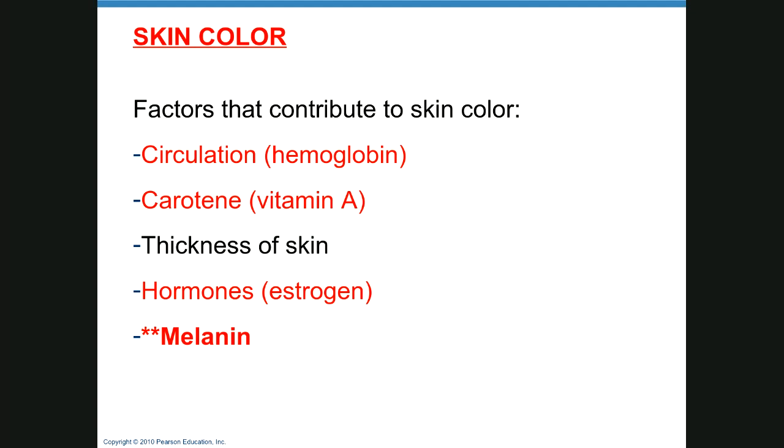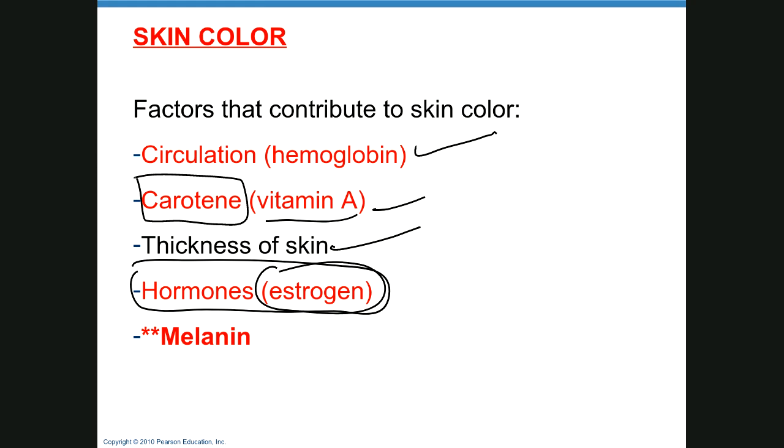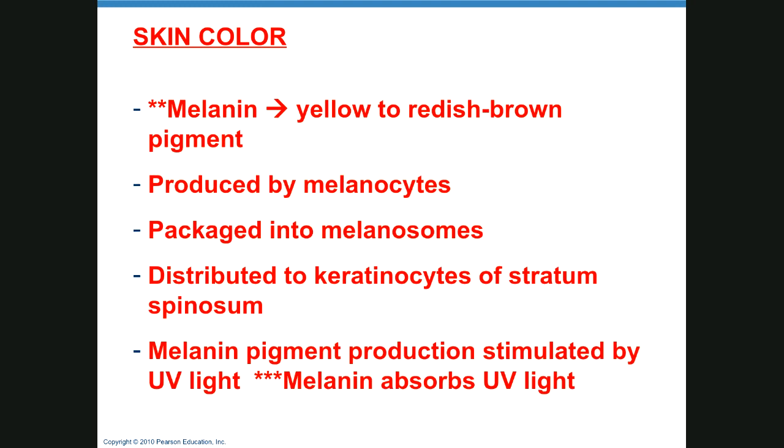So blood circulation would influence the skin color, as would certain components like vitamins. Carotene is the storage form of vitamin A. Thickness of the skin can also influence the skin color. Hormones sometimes may change the skin color, especially estrogen. And then obviously the most important factor in the skin color is the presence of melanin. So we'll talk about melanin first.